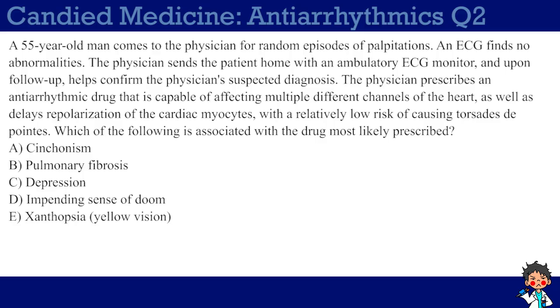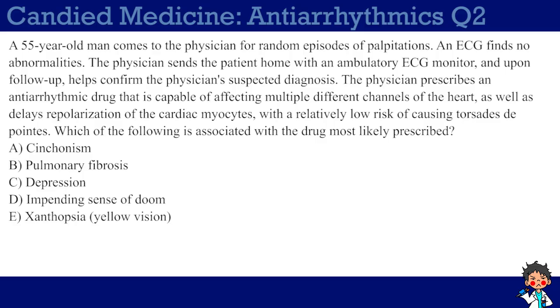So we have this patient that comes in with palpitations. ECG finds no abnormalities, and then the physician sends the patient home with an ambulatory ECG monitor, which confirms the diagnosis. This is more of a Step 2 point, but you need to know that when a patient comes in with palpitations, possibly episodes of syncope and things like that, you should be suspecting paroxysmal atrial fibrillation. That's why you send them home with an ambulatory ECG monitor to help you confirm that diagnosis, because the AFib is coming and going, so the ECG you're taking at the hospital might not show it.